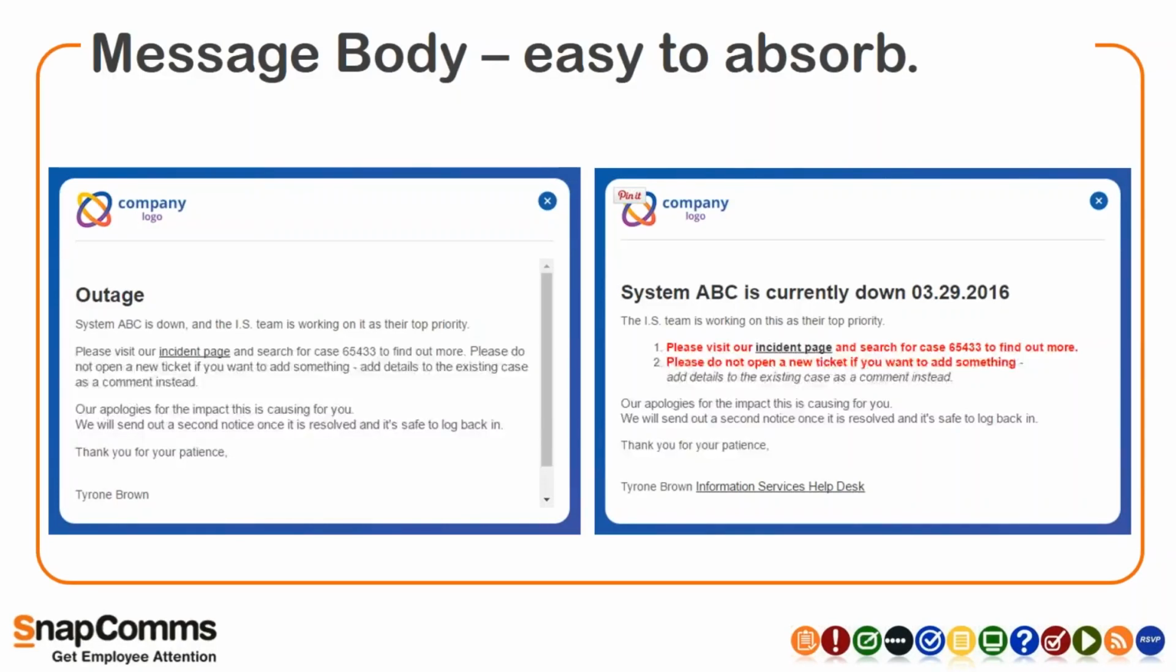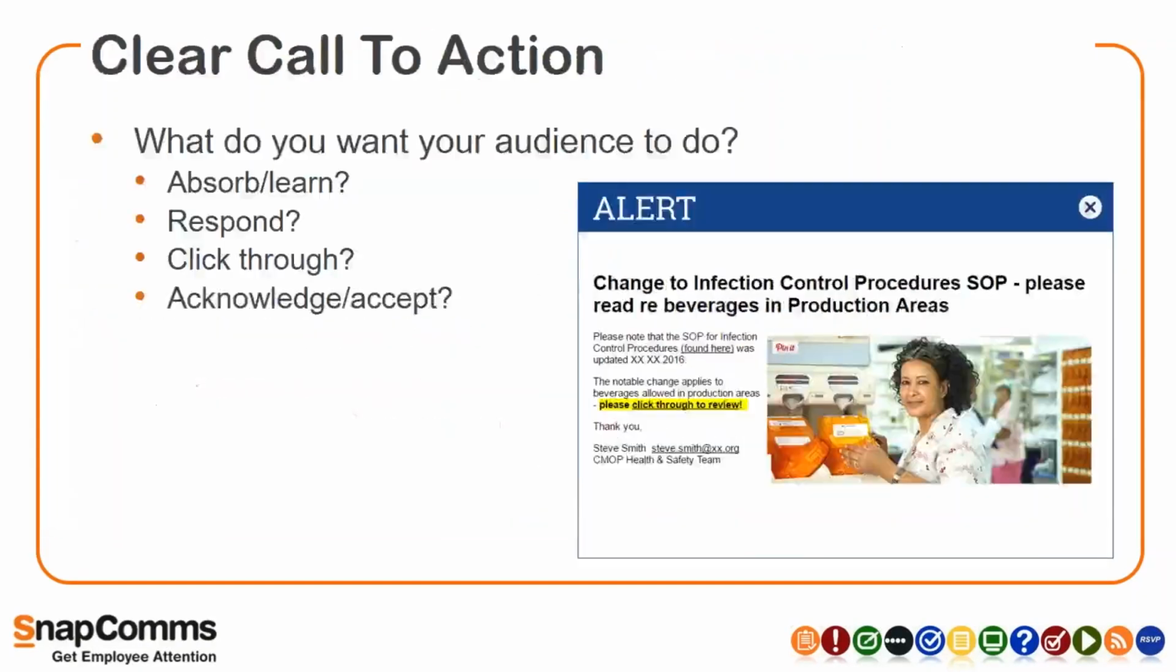And if you look at the one on the right, we've got the date, we've got the name of the software that's down, and we've got some bits in red. We've got a little list here, and it's pretty clear what we want them to do. So the one on the right, just a little bit of formatting, a little bit of organization in the body of your message, and you're going to give them something that's a lot easier to manage, to process.